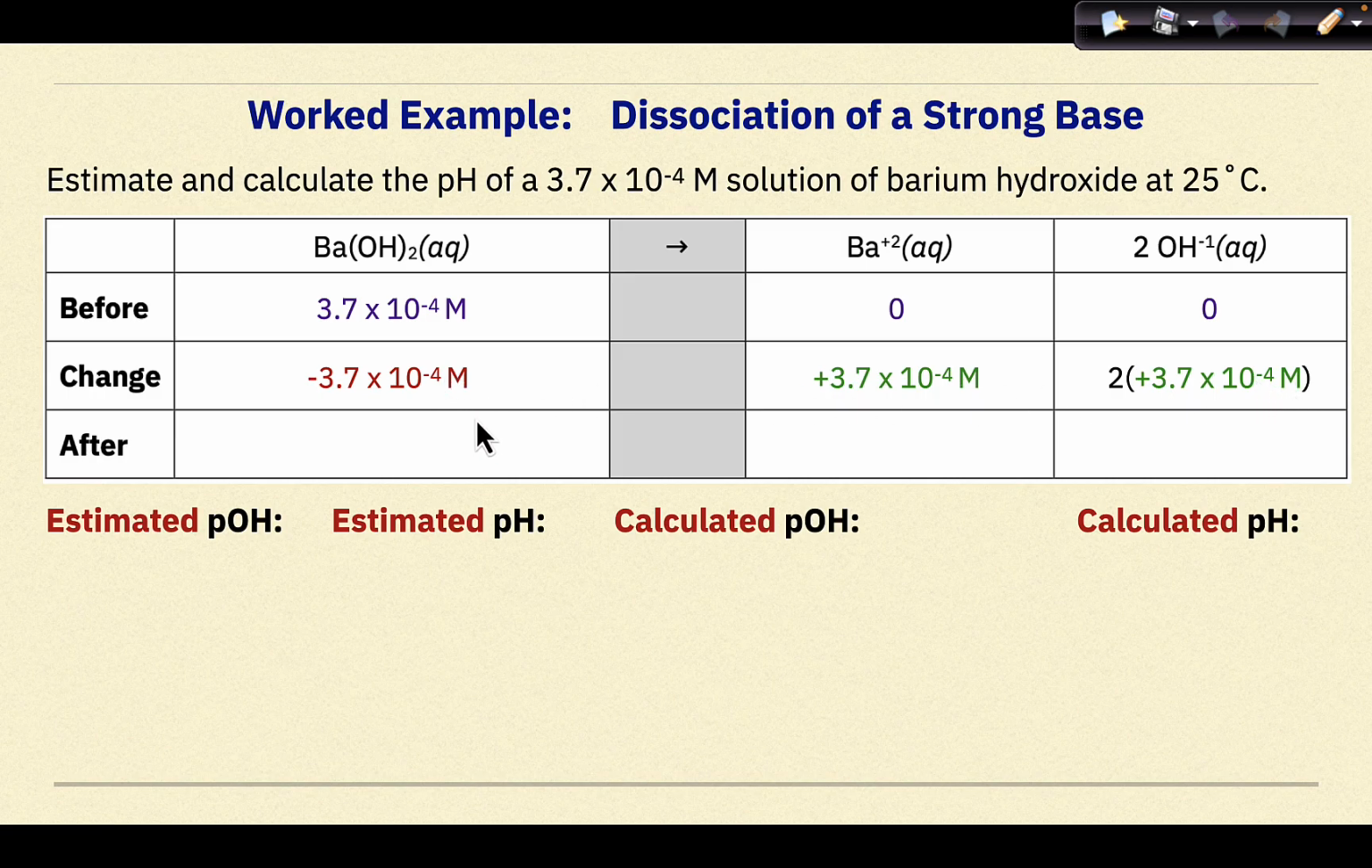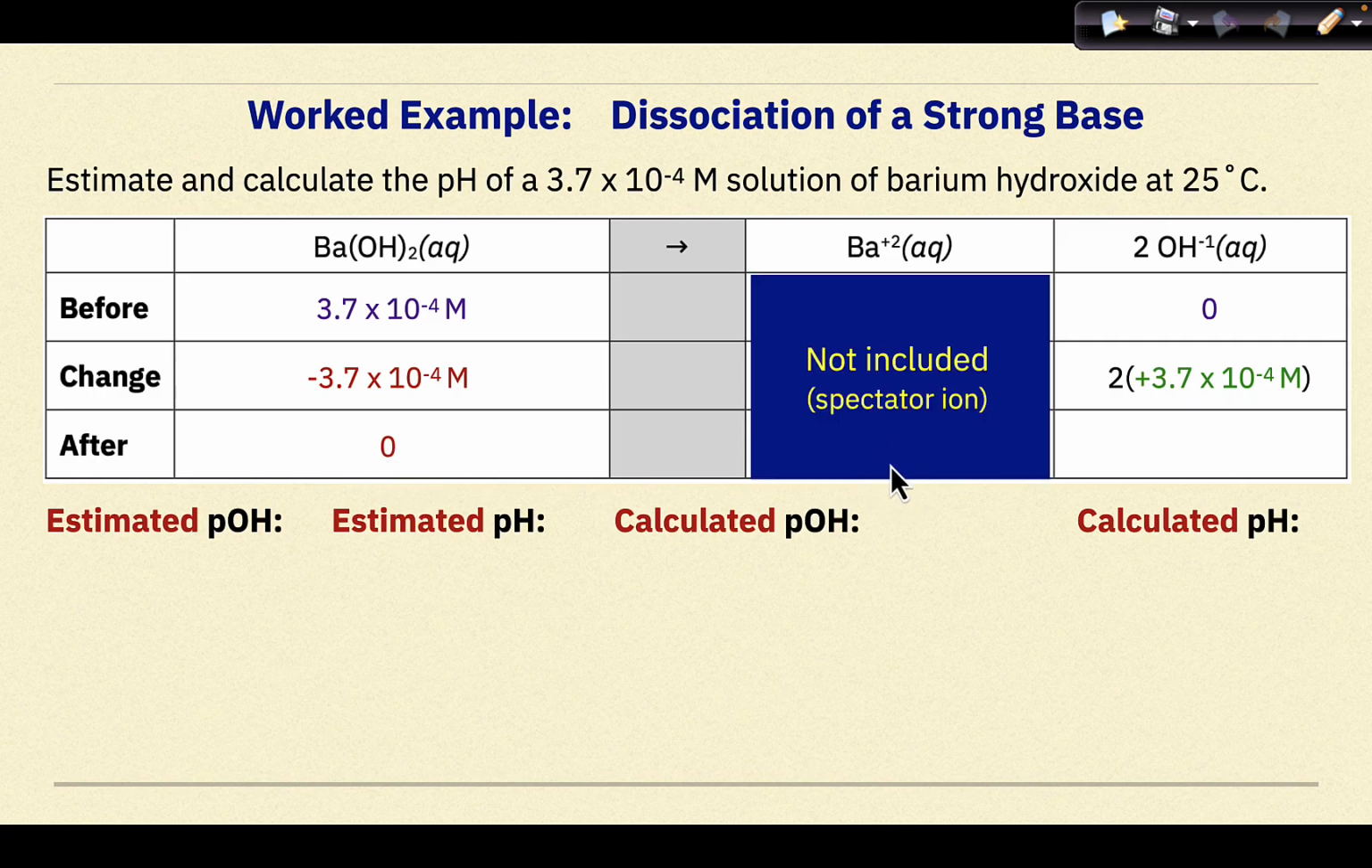When the barium hydroxide fully dissociates, no barium hydroxide will be left in solution. We're not going to consider the concentration of the barium ions in this problem, as the barium ions are spectators. And our final concentration of hydroxide ions is going to be 7.4 times 10 to the negative 4 molarity. To find the estimated pOH, we're going to take the absolute value of the negative 4, and that negative 4 is coming from right here. We're going to subtract 1, and then our pOH is found to be 3.